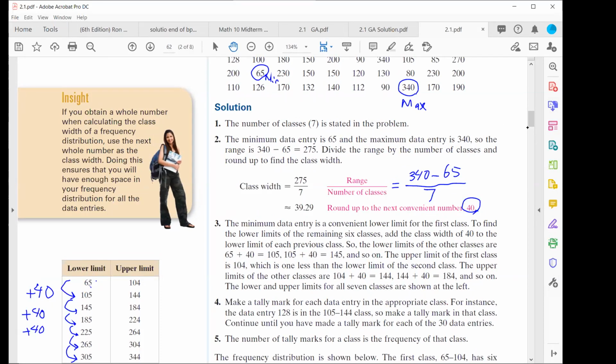Okay. So your first class starts at 65 and it stops at 104. So it has to end before the next class. Exactly. Otherwise, you get intersection between them. Perfect. Alrighty.